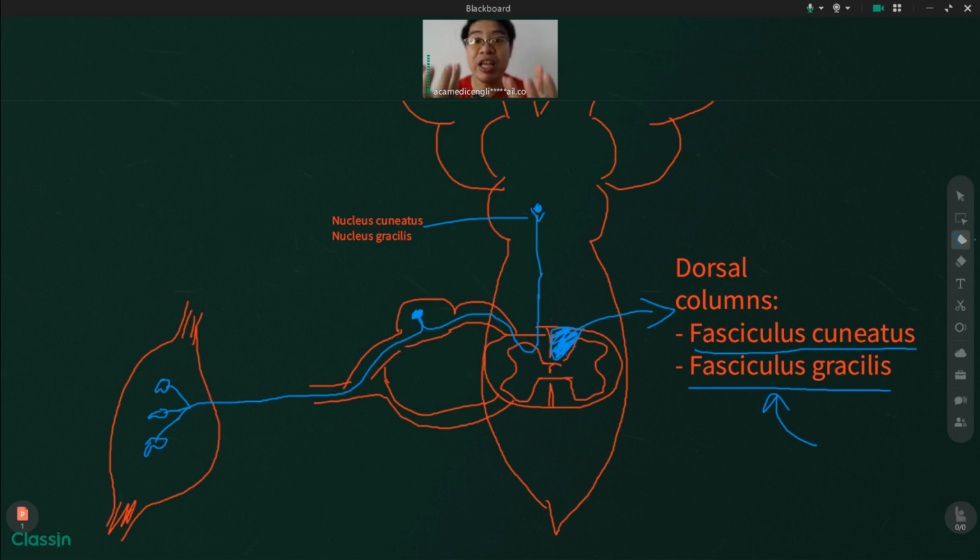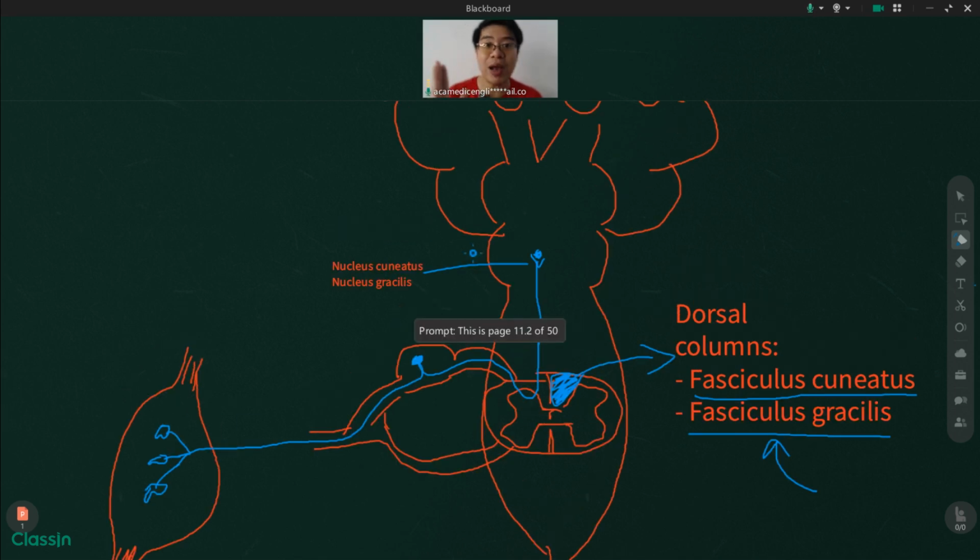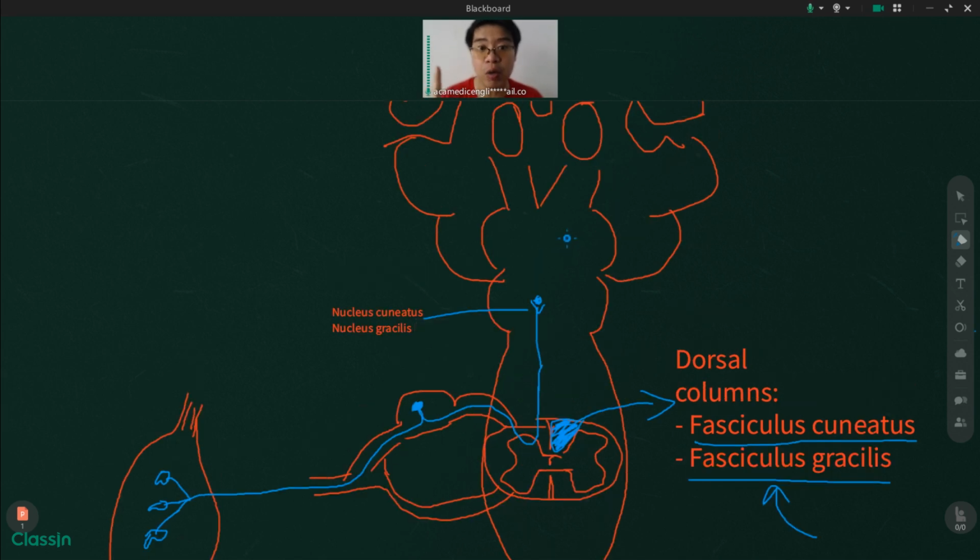But if you go up a little bit, to the middle of the thoracic cord and above that, you will see the fasciculus cuneatus. Why? Because the fasciculus cuneatus is only present in the upper part of the body. Make sense? Okay, so now you have the nucleus cuneatus and the nucleus gracilis over here. That is where the second order neuron is going to begin, and this second order neuron is going to cross over to the opposite side.